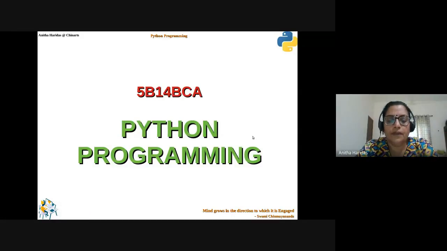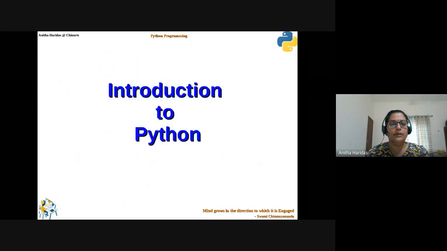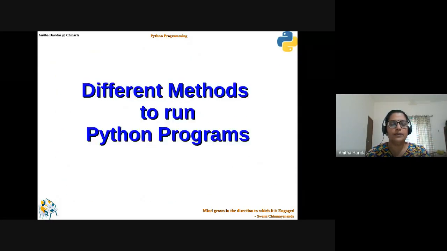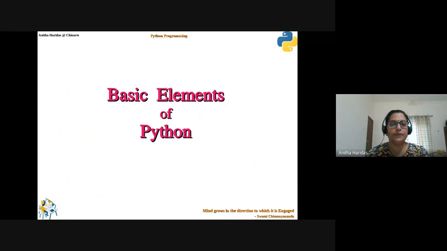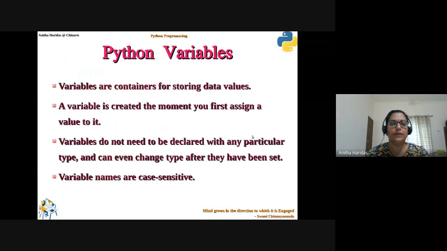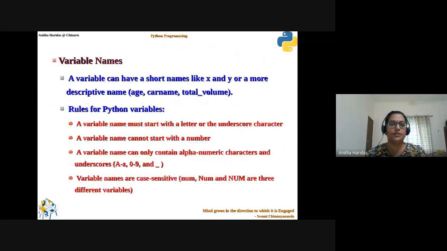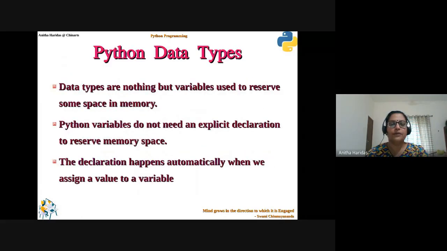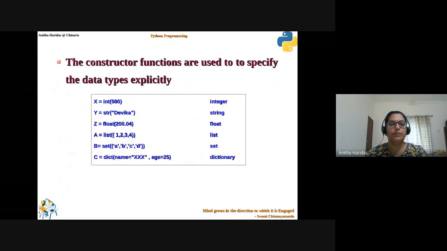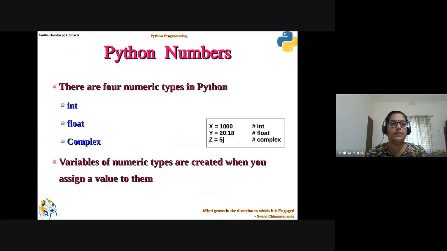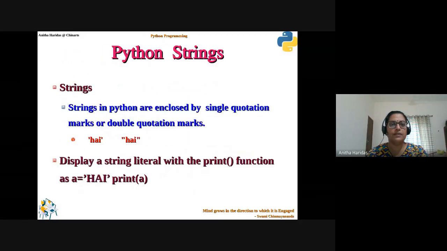Hello girls. So in our previous session, we were talking about all these features of Python, then the different methods of how to run Python programs, then some of the basic elements also we discussed, like what do you mean by Python comments, what do you mean by indentation, what do you mean by variables. And we also talked about different data types, like what do you mean by a string data type, list data type, dictionary, tuple, numbers, all those things we discussed in our previous session.